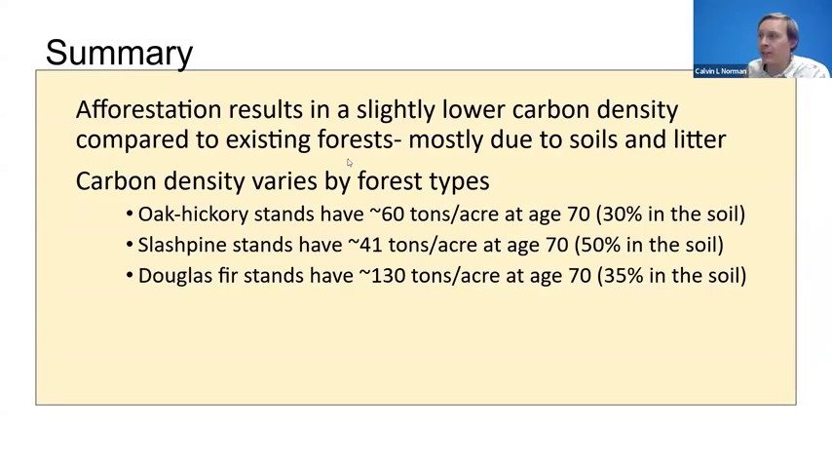Some numbers just to take away to think about. Your average oak hickory stand is somewhere around 60 tons per acre stored. Your slash pine stand is around 41 tons. And the Doug fir stands, the king stand when it comes to carbon stuff, is about 130 tons per acre, which is huge because those trees are huge, really huge trees.